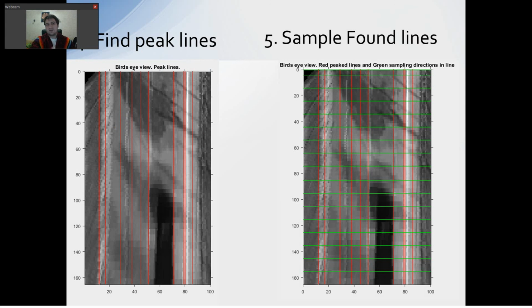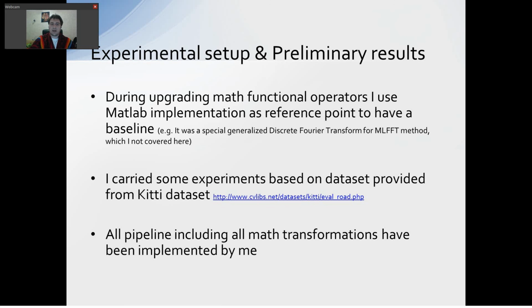After receiving a grid version of the Radon transform, we can find peaks. Then we recommend doing something like this: pass the green lines, find intersections, and with these intersections use RANSAC to eliminate noise and outliers. I carried out some experiments based on the dataset provided by KITTI. The whole pipeline, including all math transformations, has been implemented by me.